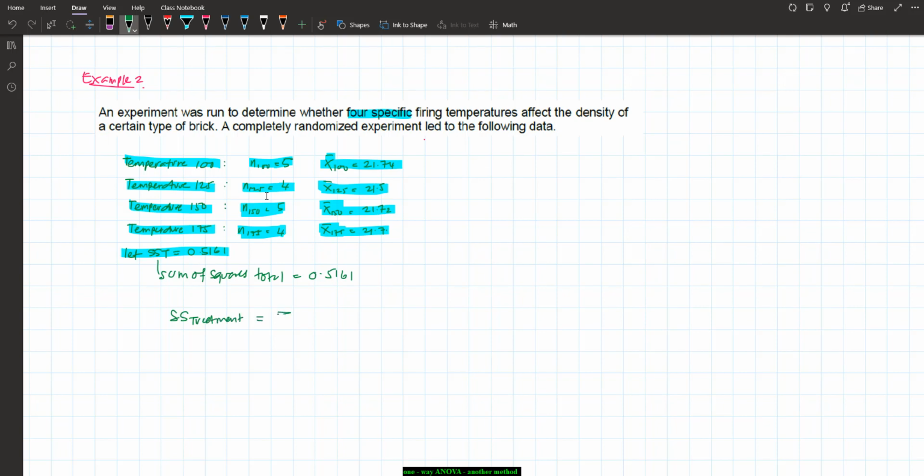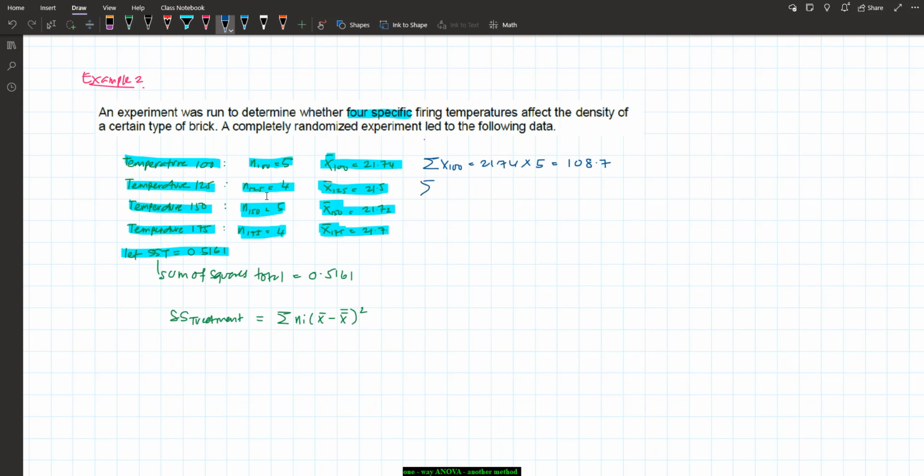Since we already have the sum of square total, to compute the sum of square treatment we use the summation of n_i times (x bar minus x bar bar) squared. The x bar for each treatment we already have, so we need to calculate x bar bar. To calculate x bar bar, we use the summation of x 100, which is 21.74 multiplied by the sample size 5.